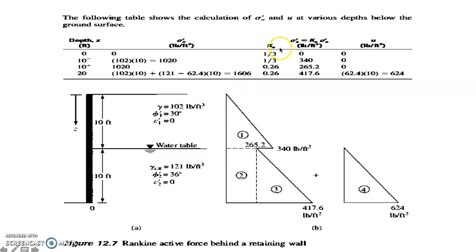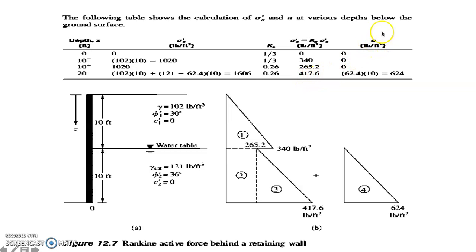And of course, for K sub A, we have computed it a while ago. For this one, it is 1/3. For 10 negative, it is also 1/3, which belongs to this layer. For 10 positive, that is 0.26. This 10 positive is located here, and 10 negative is located here. And for 20, this is also 0.26. Now we can compute the active lateral earth pressure. Multiply the vertical stress times the coefficient of the active lateral earth pressure. So 0, 340, 265.2, and 417.6.